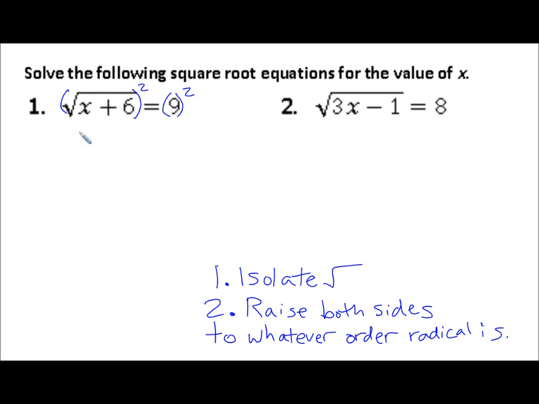The left-hand side remains what was underneath the radical to begin with. Whenever you take a square root and then you raise that to the second power, those two basically erase each other. So we're left with x plus 6 equals 9 squared, which is 9 times 9 or 81. To solve for the value of x, you subtract 6 from both sides. And you get x equals 81 minus 6 is 75.